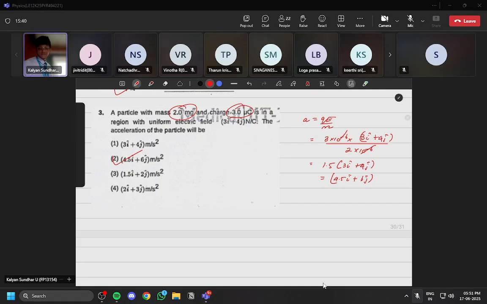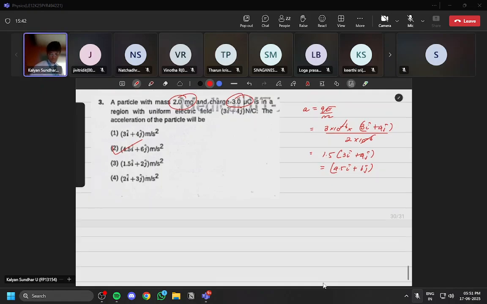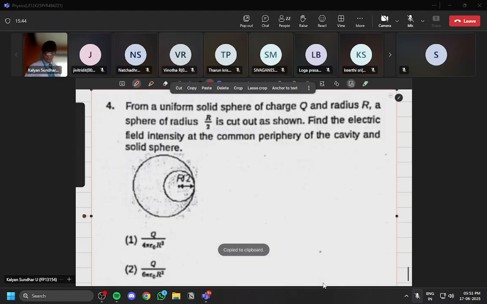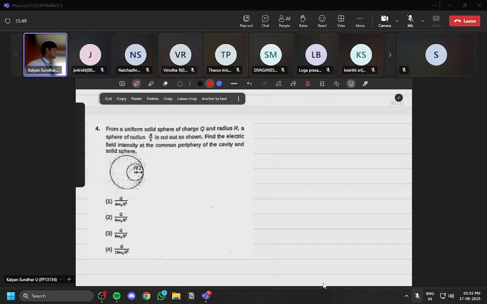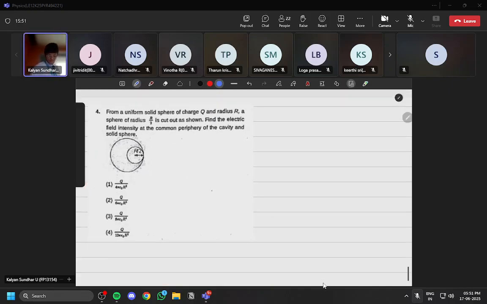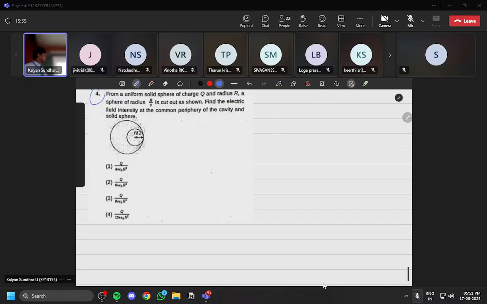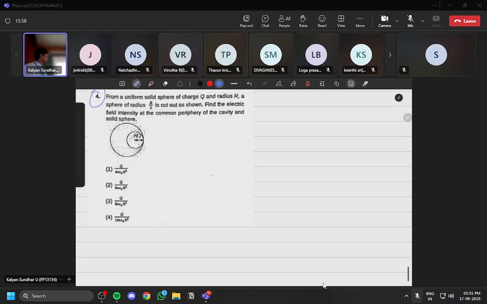Now, next is the fourth question. Yes, sir. This fourth question. Again, many have made a mistake here. From a solid sphere of charge q and radius r, a sphere of r by 2 is cut as shown. Find the electric field intensity at the common periphery. Periphery means it's nothing but the circumference. Find the electric field at the common point of the cavity and solid sphere. That is, it is at this place. Correct?